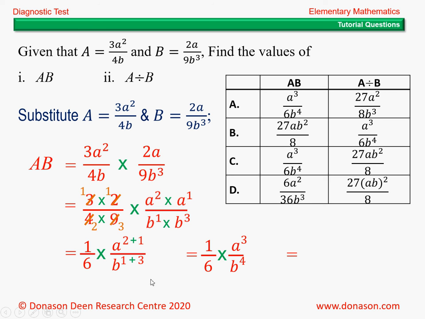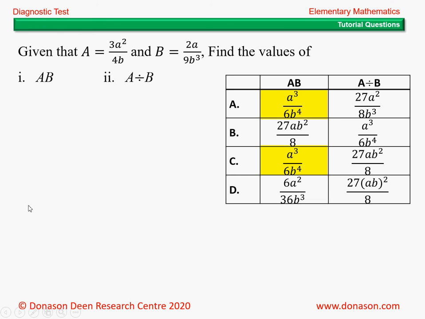1 times a cube is simply going to become a cube on the numerator, divided by 6 times b to the power of 4 becomes 6b to the power of 4 on the denominator. So that's how we evaluate ab, right? So a times b has been done. So now let's go for a divided by b. Let's look at how we can solve that.